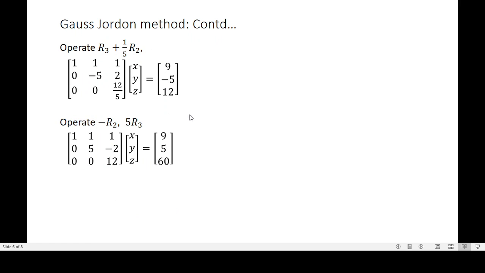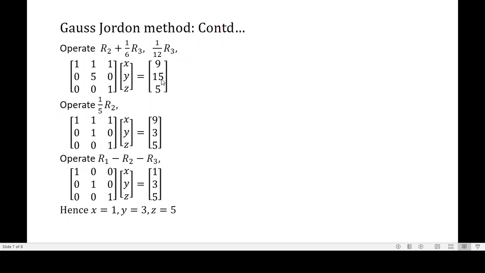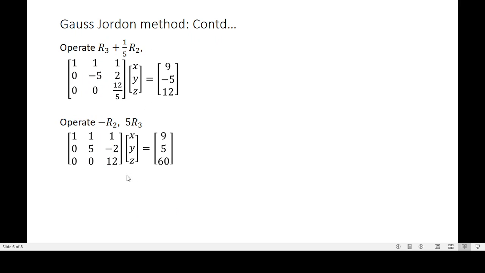Then R2 plus 1 by 6 R3 is equal to 5 plus 60 into 1 by 6, which is equal to 15. Correct? 5 plus 10 is equal to 15. So we have 0, 5, 0 and 15. Okay. Next, let us consider 1 by 12 R3. See, 12 is common here. 0, 0, 12 and 60. So let us multiply by 1 by 12. So this row elements are equal to 0, 0, 1 and 5.